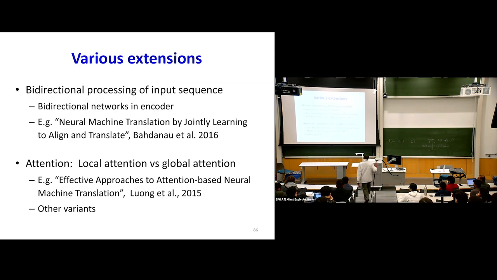Anyway, so there are various extensions. If I'm separating the encoder from the decoder, the encoder can be bidirectional at this point. You get a better representation. You have things like local versus global attention. There's a lot of work on the subject, but the basic concept is what we've just gone through.